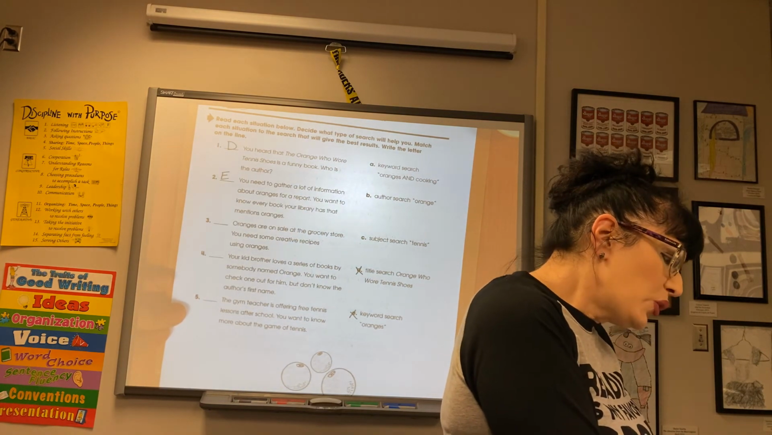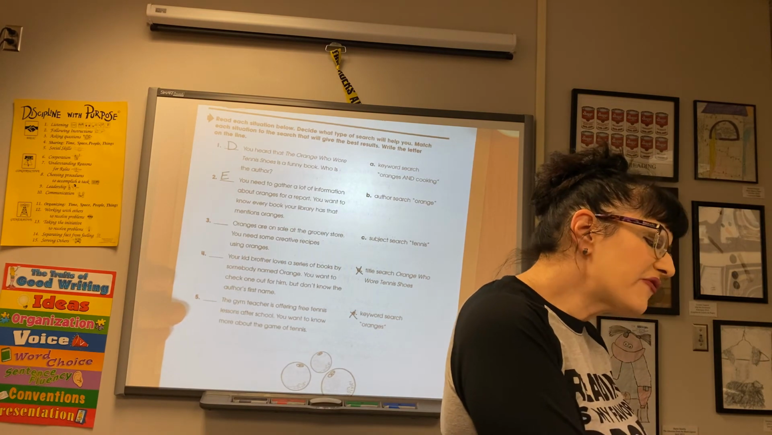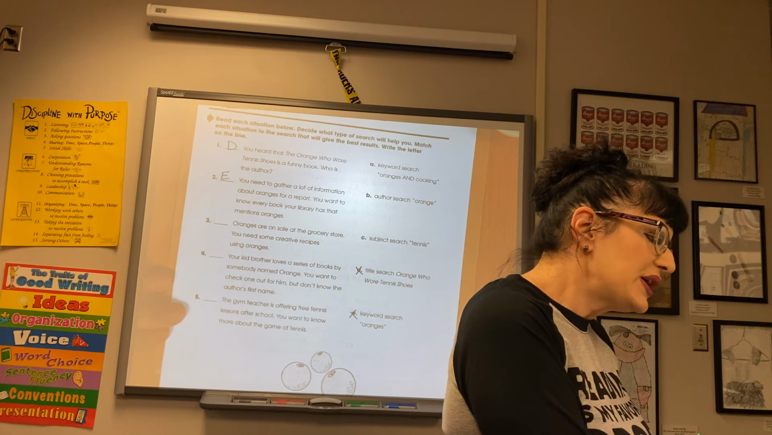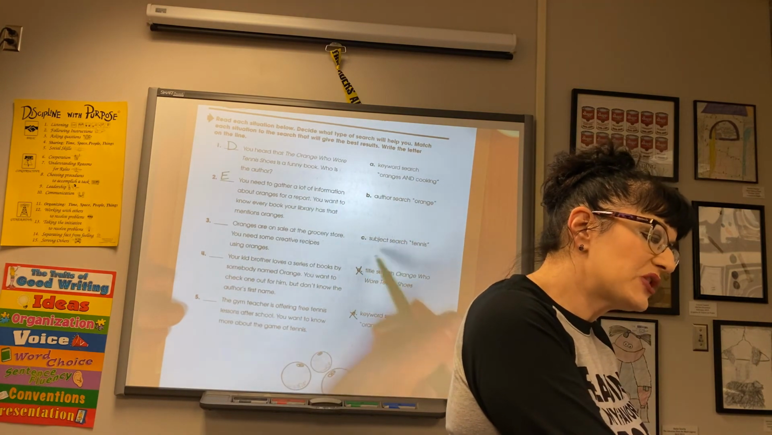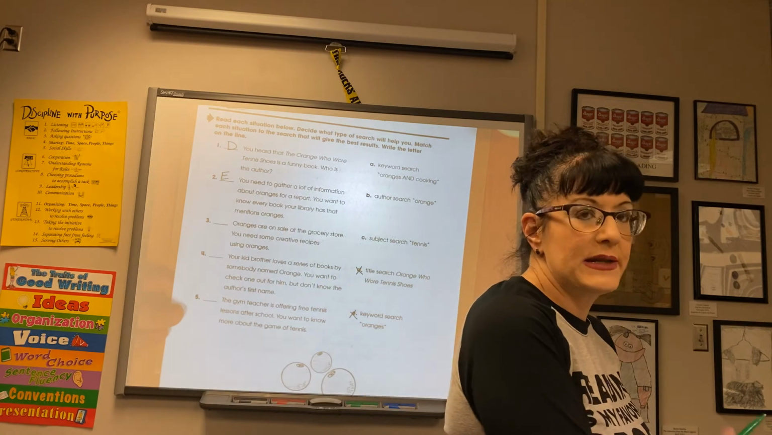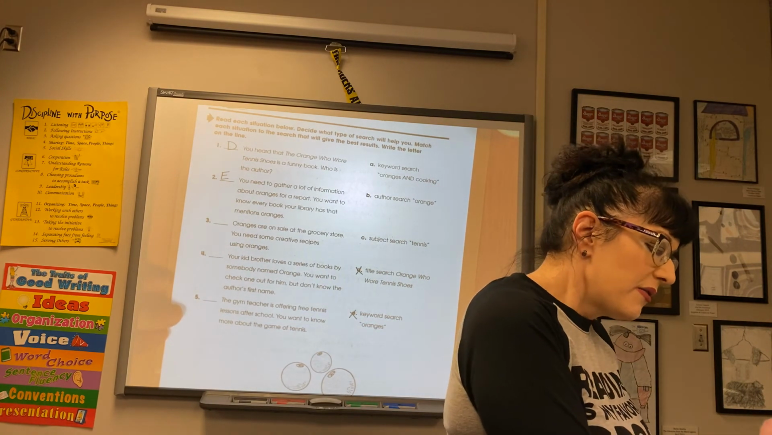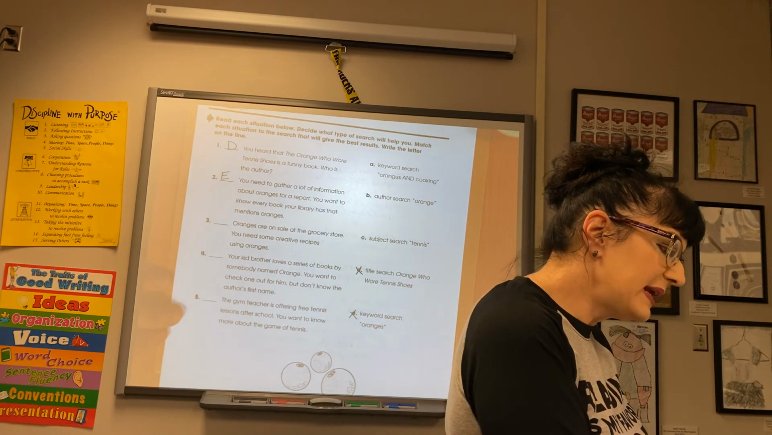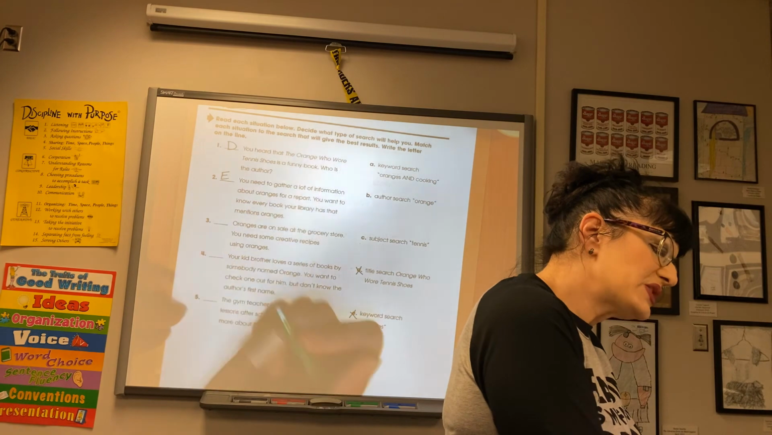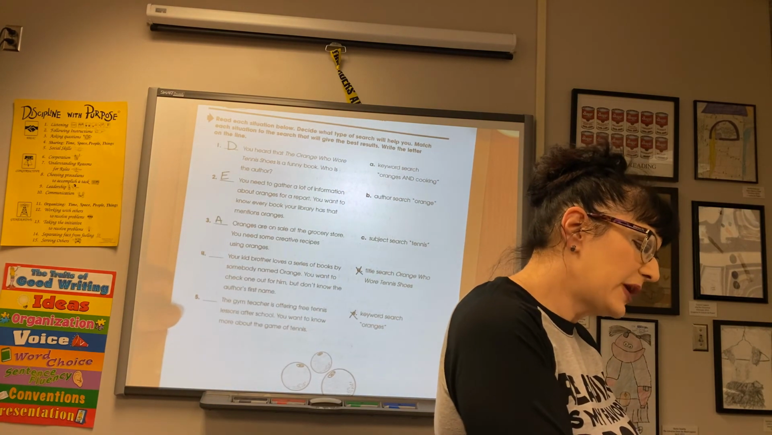Number 3, oranges are on sale at the grocery store. You need some creative recipes using oranges. Are you going to do a keyword search for orange and cooking, an author search for orange, or a subject search for tennis? Well, obviously, you probably know C pretty much doesn't work. So there are 2 other available options there, but if you look closely, you want to do a keyword search because you want to find some recipes. So you do a keyword search on oranges and cooking.